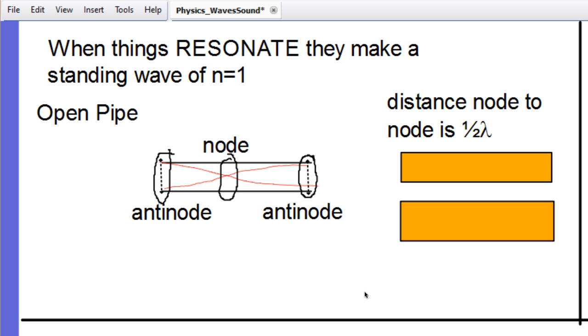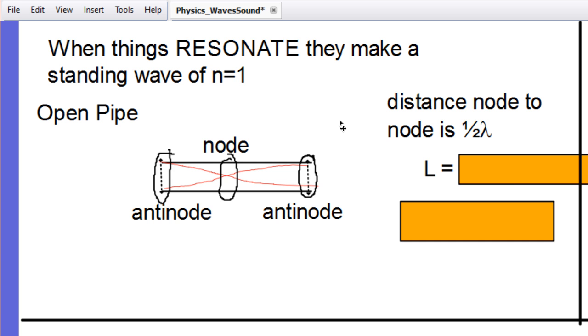Where n equals 1 is now the number of nodes. Oh, that's weird and creepy. Don't worry too much about it. The distance from node to node, or antinode to antinode, is still 1/2 a wavelength. So what is the relationship between wavelength and the length of my open pipe?